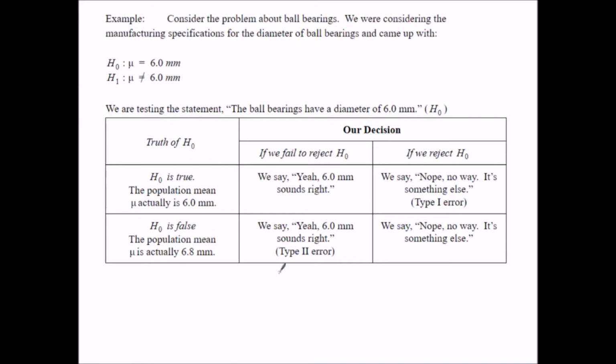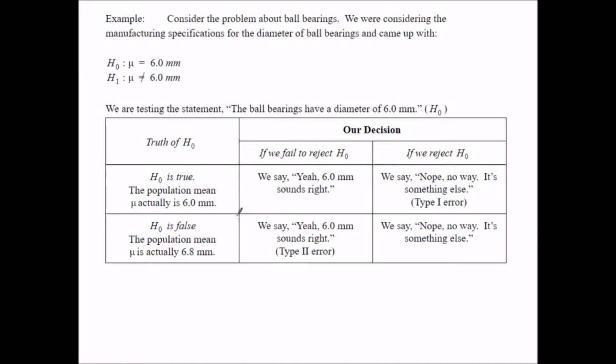Here's an example. Consider the problem about ball bearings. They make ball bearings 6 millimeters. We were considering the manufacturing specifications for the diameter. Our null hypothesis was that the average was 6.0 millimeters. Our alternate hypothesis was that they're not 6 millimeters. In this situation, we are testing the statement: the ball bearings have a diameter of 6 millimeters.